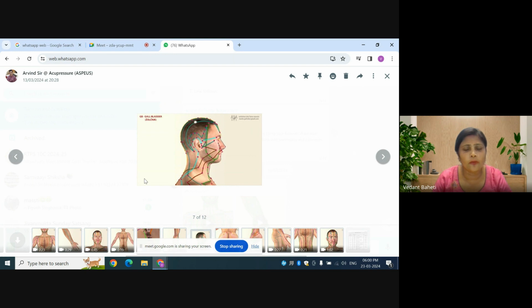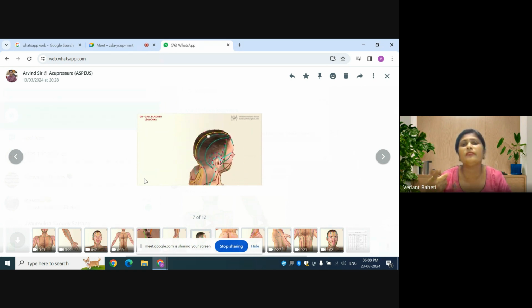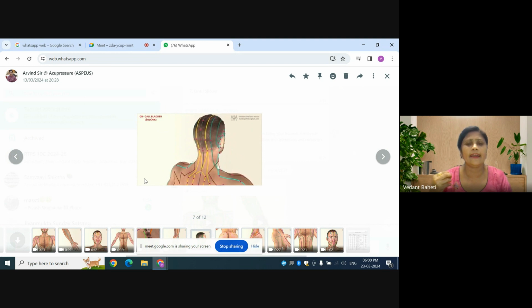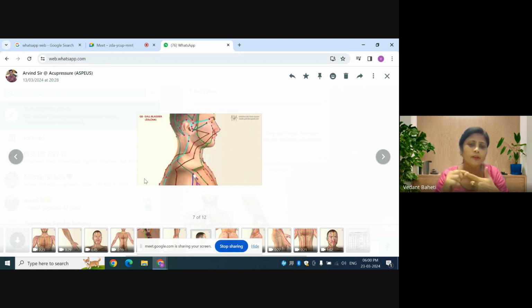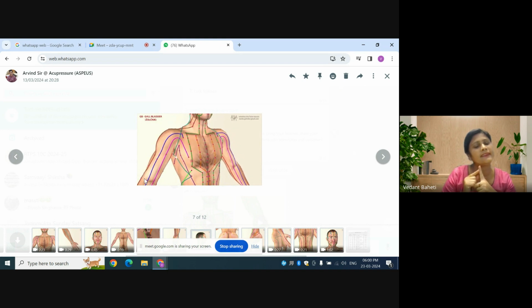So for insomnia or if we have pain in our head, there is one more thing I have learned: if we lack decision taking power, we can also treat figure number 3, the GB meridian's point.